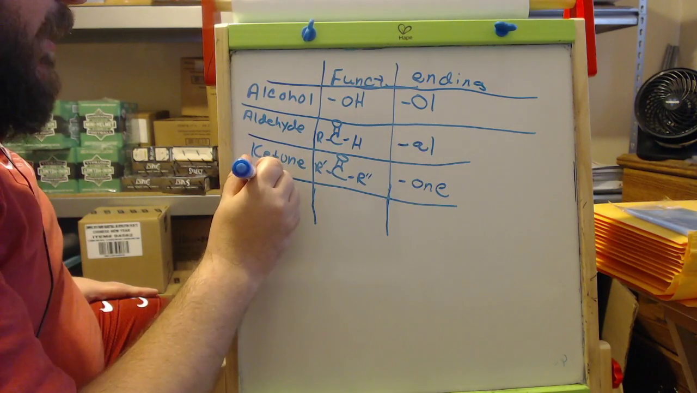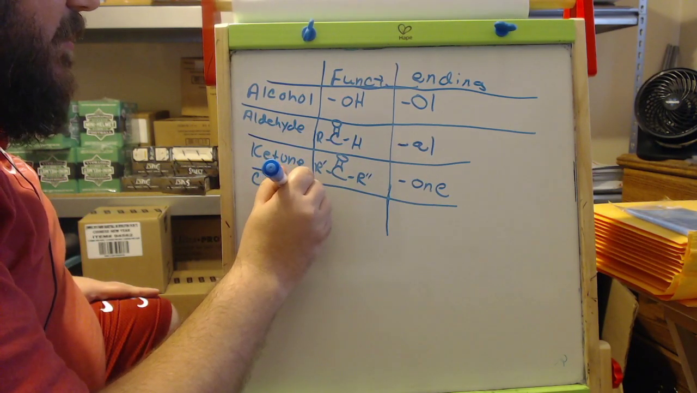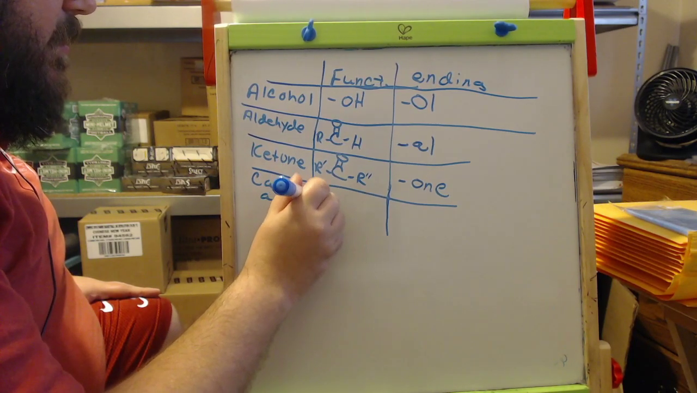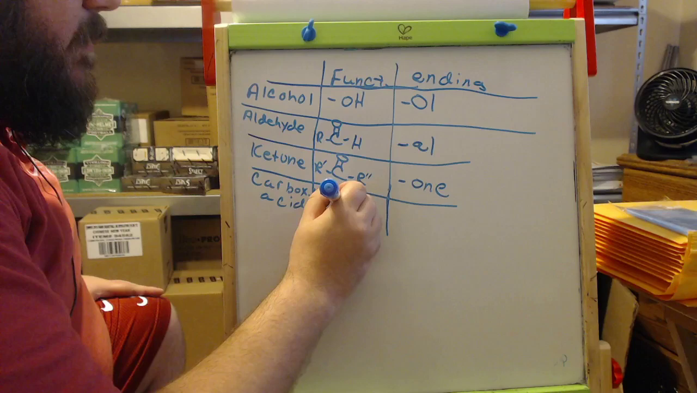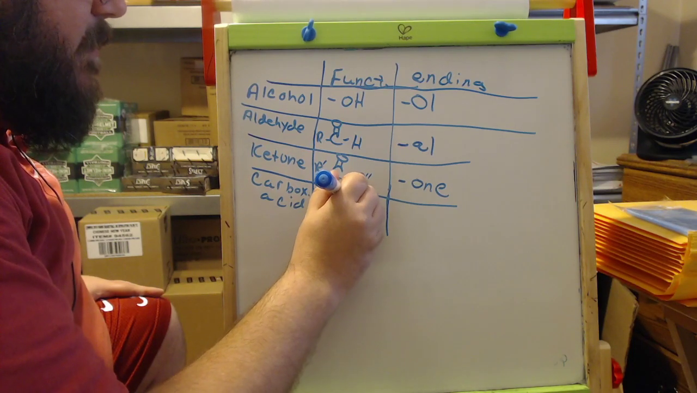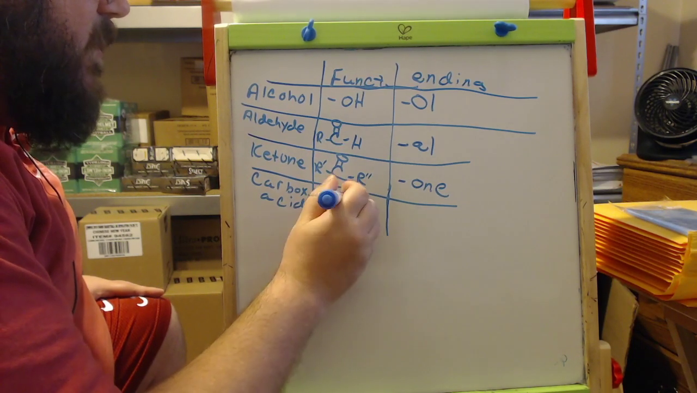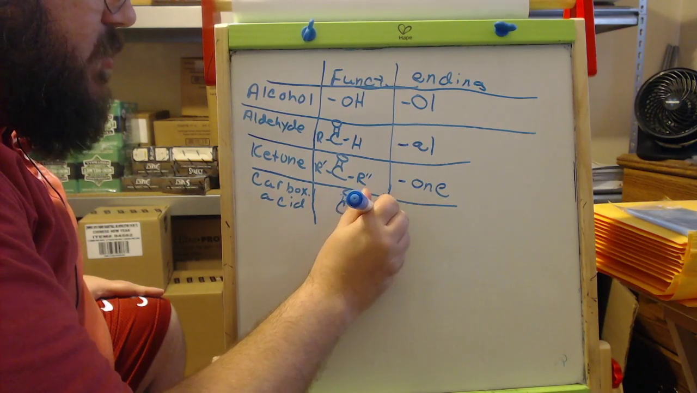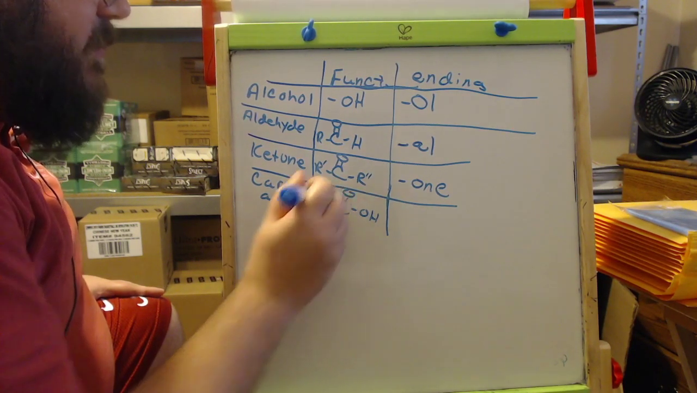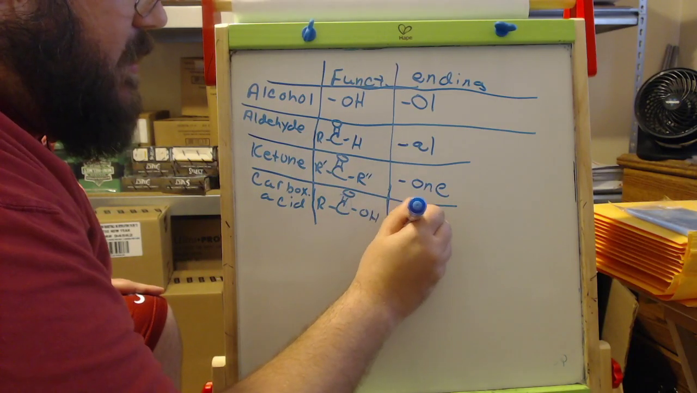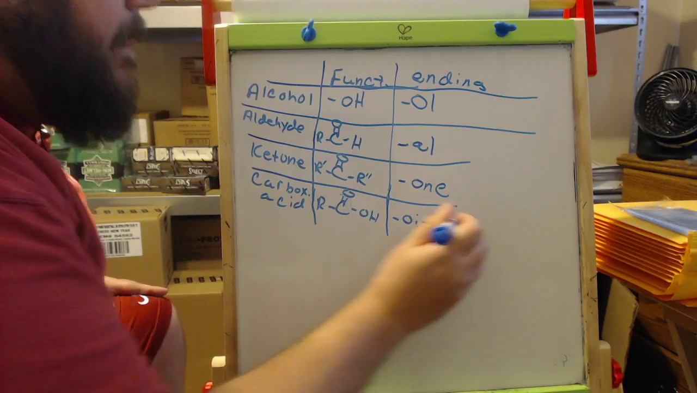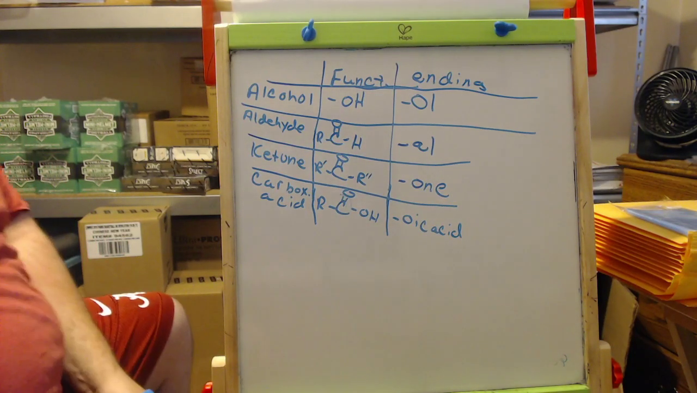Okay. We got a carboxylic acid. It looks like the following. C double bonded O, bonded to an OH. That C is bonded to an R. And the ending is oic acid.